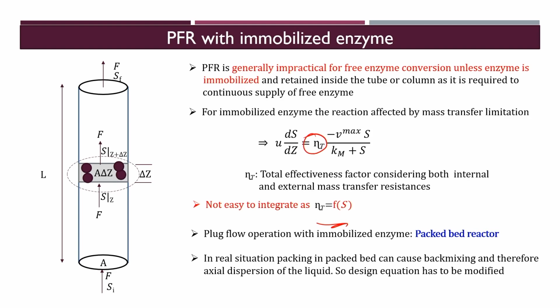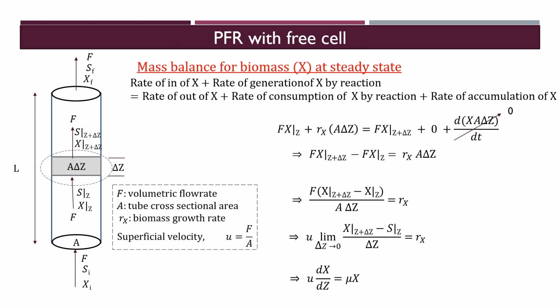So, for this there are different special bioreactors which are utilized for PFR with immobilized cell. One example is the packed bed bioreactor. So, in the real situation, the packed bed can deviate because back mixing and therefore axial dispersion of the liquid is taking place. So, the design equation needs to be modified, because for the ideal case there is no possibility of axial dispersion or mixing. Next, we can quickly go through this PFR with free cells.